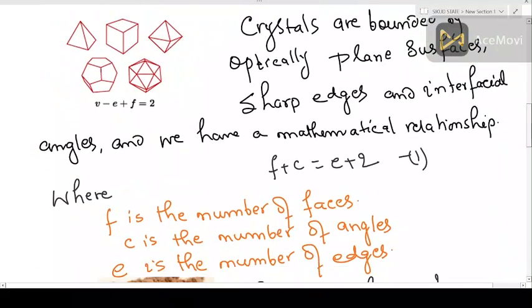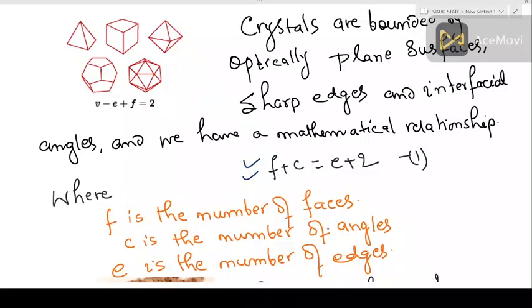And we have a simple mathematical relation, F plus C is equal to E plus 2, where F is the number of faces, C is the number of angles, and E is the number of edges. Now this is a very simple equation. From the point of view of mathematics, it is a school level equation. You study these types of equations in standard 7, 8. But the physics inside this equation is marvelous.